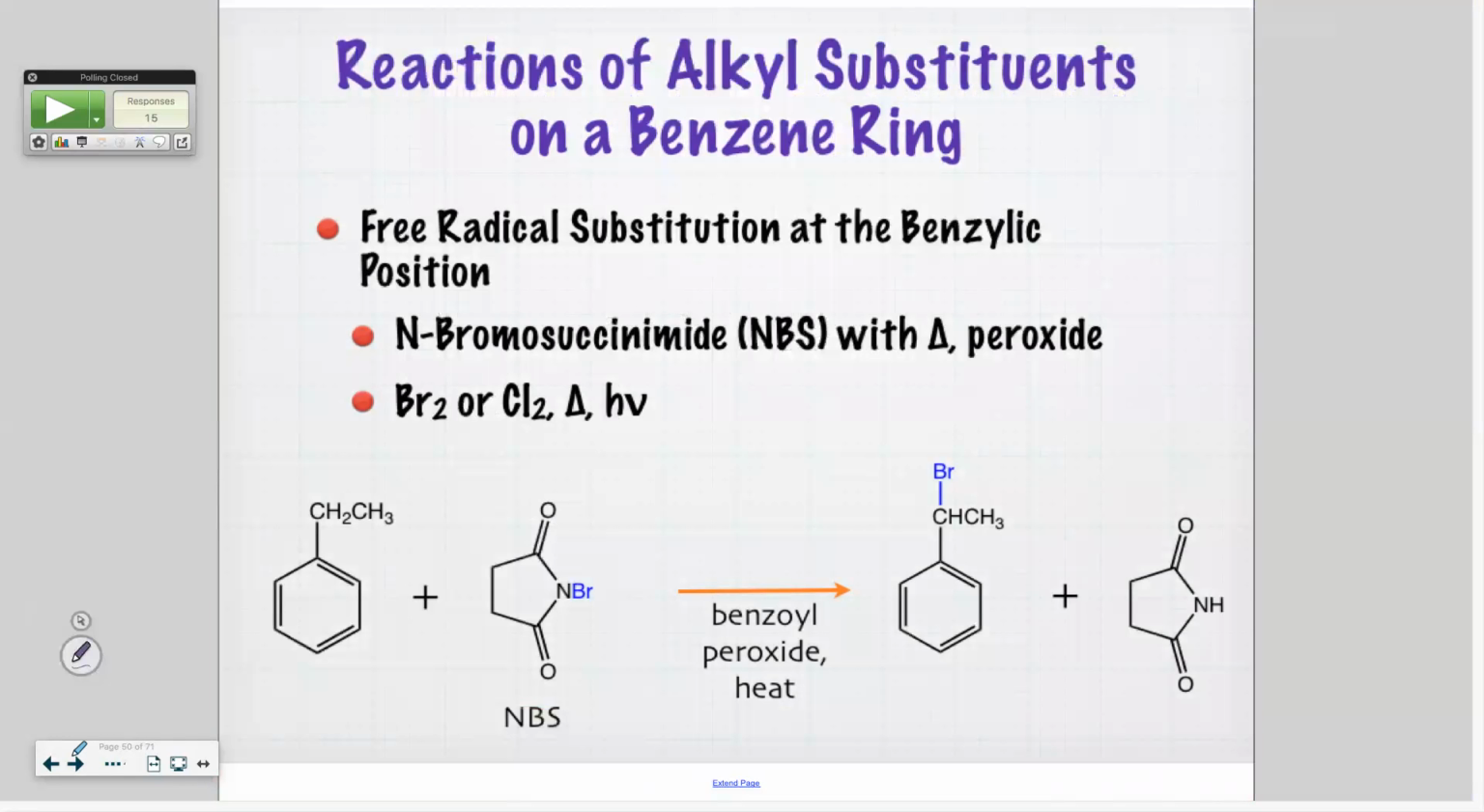Okay. Now, you can react on the alkyl substituents on a benzene ring. Free radical substitution at the benzylic position. I already reviewed this one, Br2 in H-nu. But you can also use NBS.